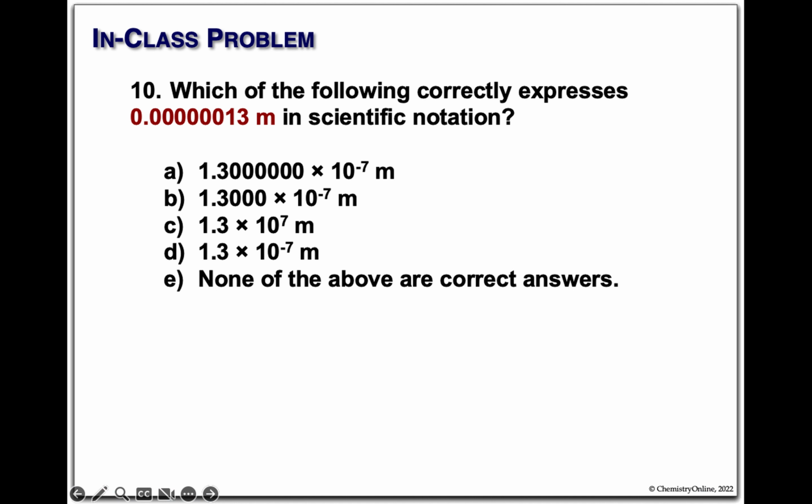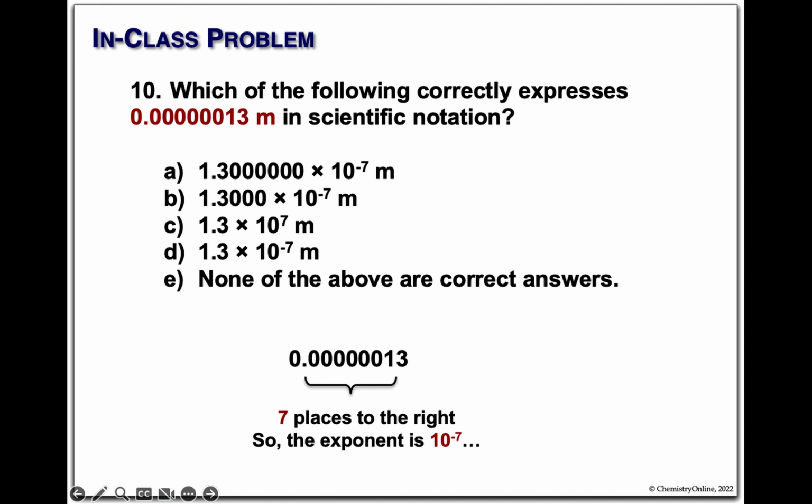Scientific notation. Everyone loves this one because it's so easy. We're going to take this number with a whole bunch of zeros and a 1 and a 3. It has a decimal point. We're going to convert this to scientific notation. To do that, we move our decimal point all the way over to between the 1 and the 3. We had to go 7 places to the right, so the exponent is negative, 10 to the minus 7.